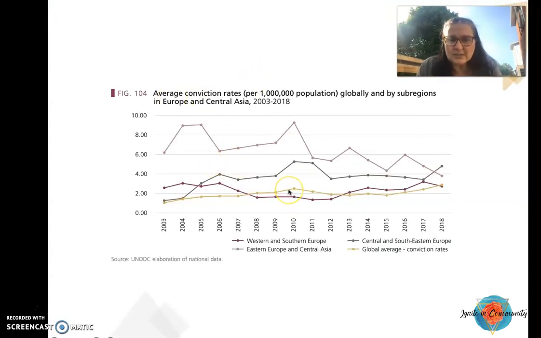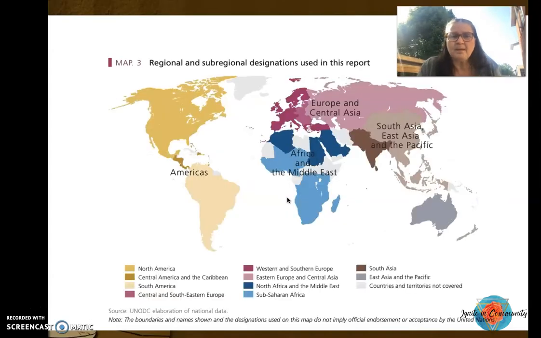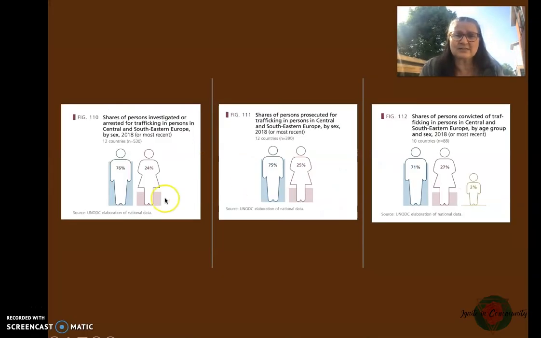Here the global average is, and we can see Western and Southern Europe having conviction rates actually lower than other parts of Europe. So we're going to move now to Central and Southeastern Europe, and these would be the countries after World War II that did not join the USSR, but they were communist, and their economies are not as developed. And if you look at the numbers, 530 people arrested, 390 prosecuted, and only 88 convicted. First of all, these numbers are super low, but the difference between those that are being arrested and those that are being convicted, there's quite a drop.